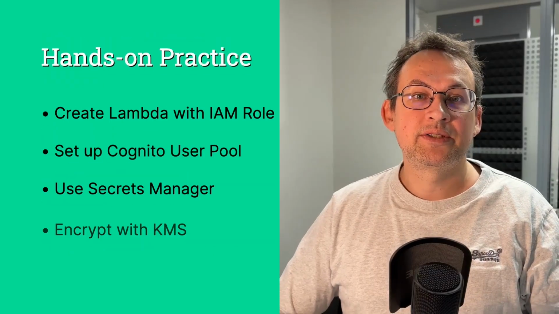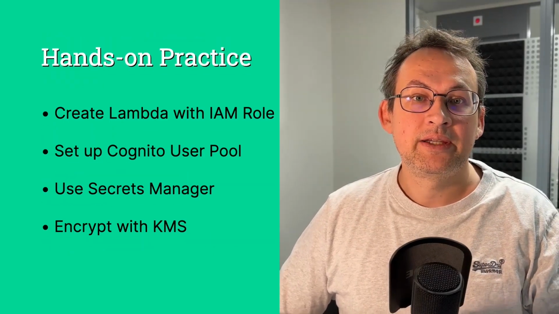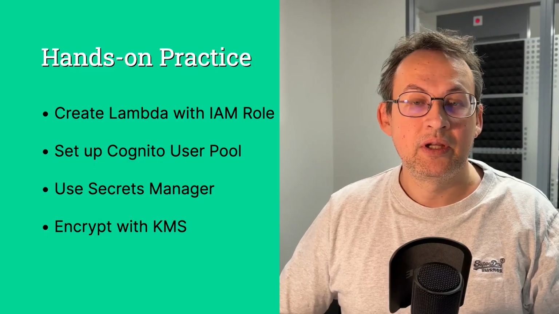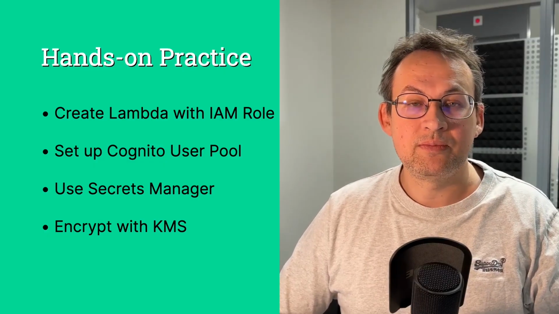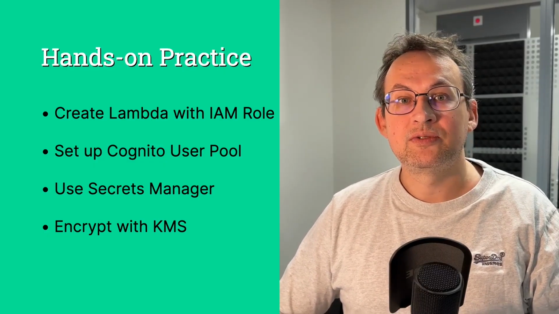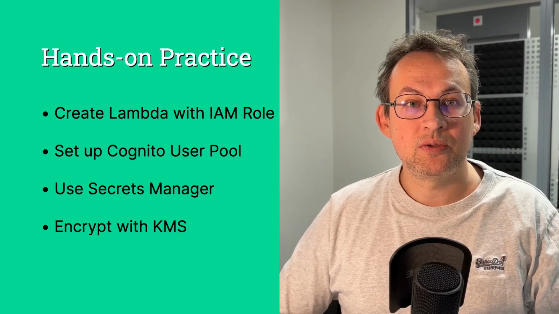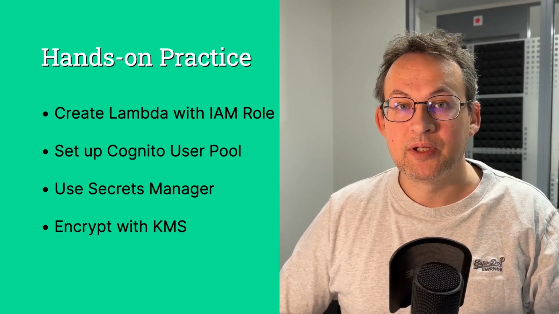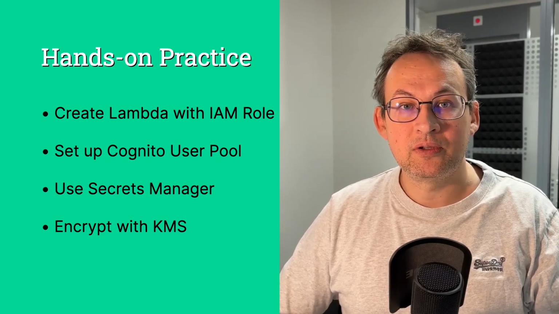For hands-on practice, build these. Create a Lambda function with an IAM role that accesses S3. Set up a Cognito user pool for a simple web app. Store and retrieve secrets from Secrets Manager using the SDK. Encrypt and decrypt data with KMS in your code. Write IAM policies following least privilege.